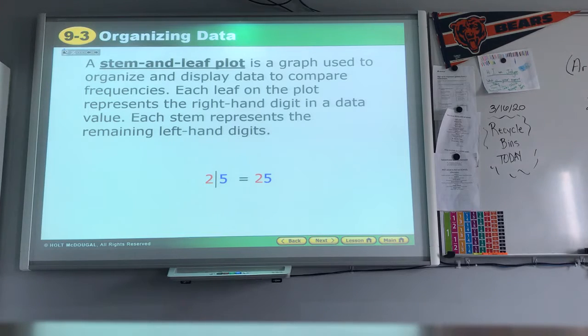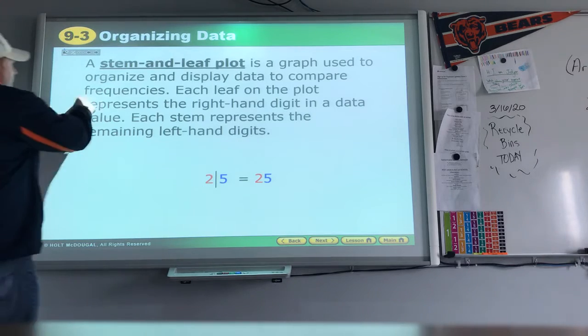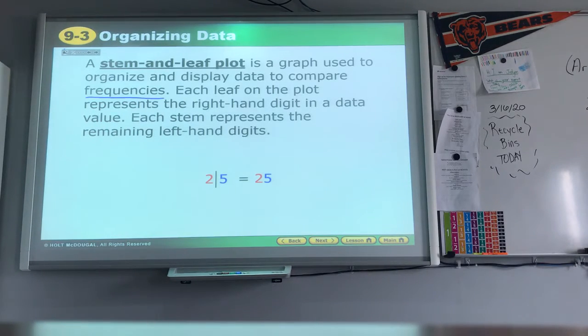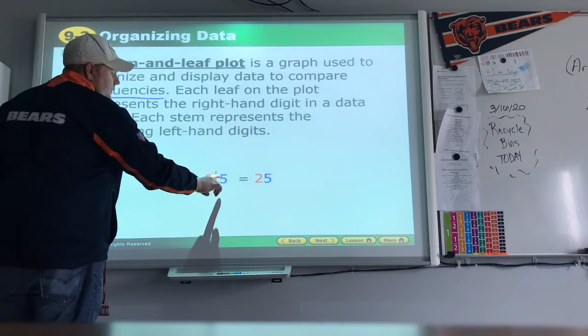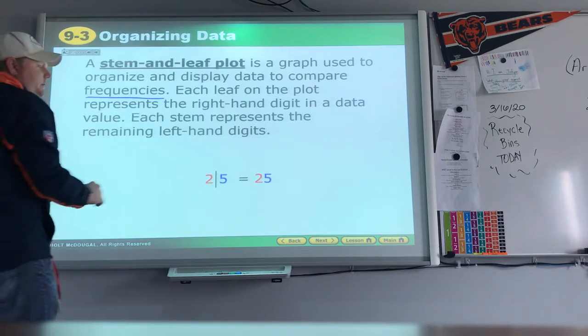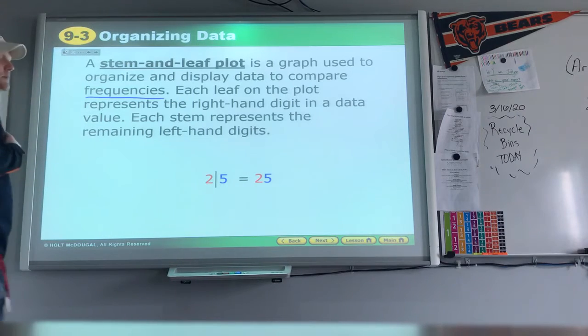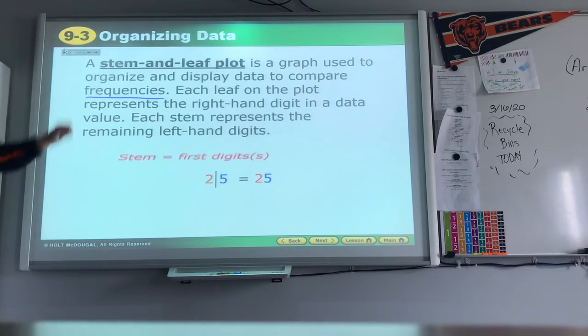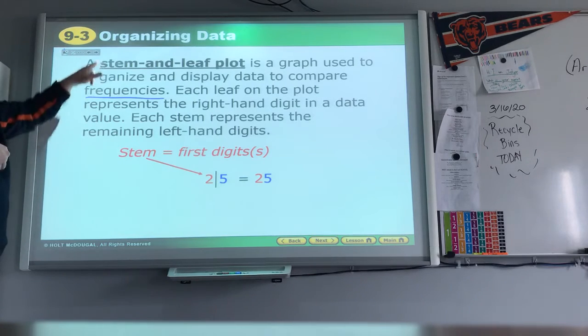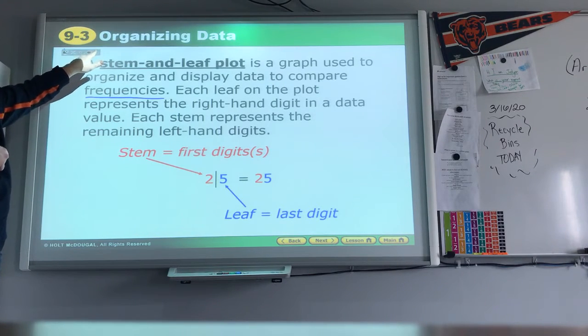A stem and leaf plot is a graph used to organize and display data to compare frequencies. How often things happen. Okay? Each leaf on the plot represents the right-hand digit in a data. Each stem represents the remaining left-hand digits. So, 2, 5. The 10 goes left of it. The 1s goes right of it. That's representative of 25. Stem is the first digit. Leaf is the last digit.